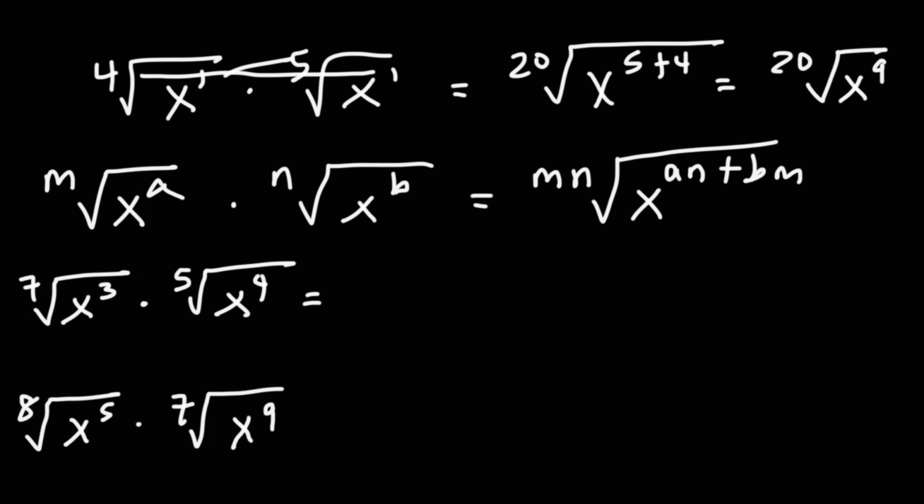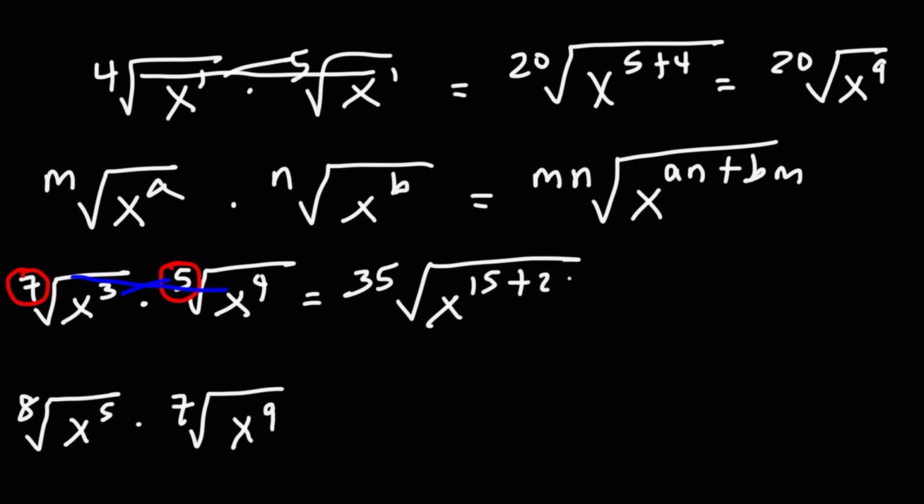So for the first one, let's begin by multiplying the two index numbers. 7 times 5 is 35. Next, let's cross multiply. 3 times 5 is 15. And 4 times 7 is 28. Now, 15 plus 28 is 43. So that's the answer.